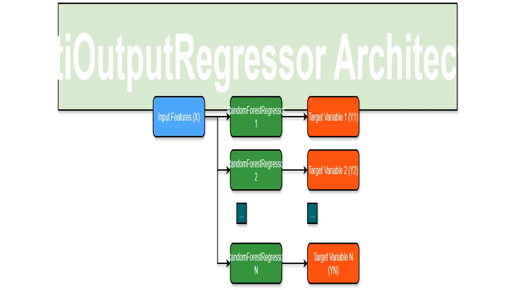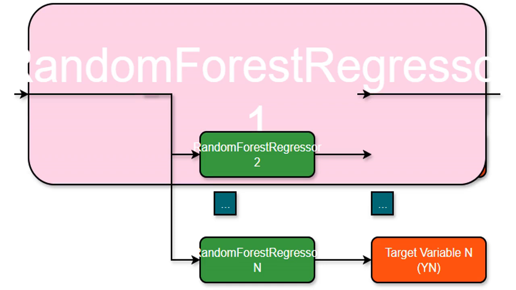This refers to the overall structure of the multi-output regressor model in scikit-learn. The key here is that it doesn't use a single model to predict all target variables. Instead, it trains separate models, one for each target variable. That is, if we have 3 target variables, the multi-output regressor will train 3 separate models. Since multi-output regressor trains a separate model for each target variable, this refers to the first of those models.